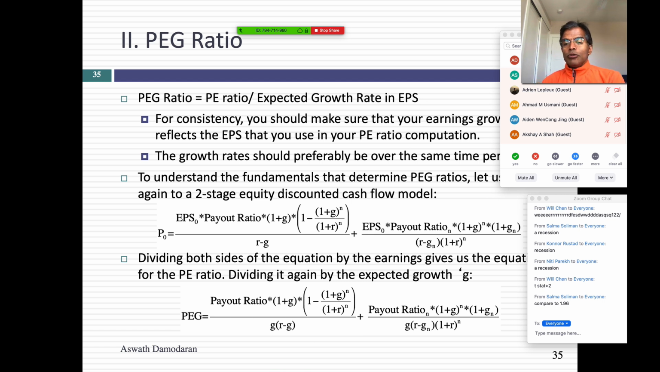Okay, so let's move on to a second multiple. It's called the PEG ratio. If you've never heard of the PEG ratio, it's a variant on the PE ratio. And here's what you do. You take the PE ratio for a stock and you divide by the expected growth in earnings per share. You're saying, what are you talking about? Let's say you have a stock with a PE ratio of 20 and its expected growth in earnings for the next 5 years is 10%. You divide 20 by 10, your PEG ratio is 2.